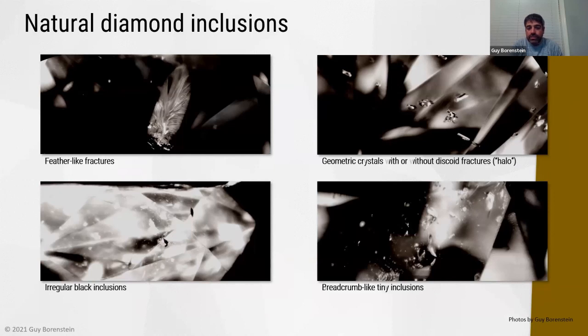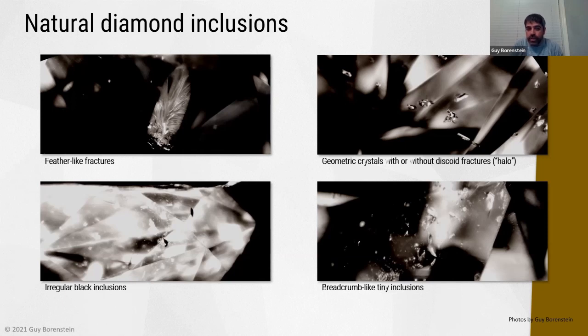We can also find some irregular graphitized inclusions. They could be spots inside the stone, surrounding a crystal inclusion, or inside a fracture. And we can see some breadcrumb-like tiny inclusions. This is a vague term that we use for minute inclusions that we cannot identify with traditional gemological magnification. Now, of all these four, the most important one is the geometric crystals.